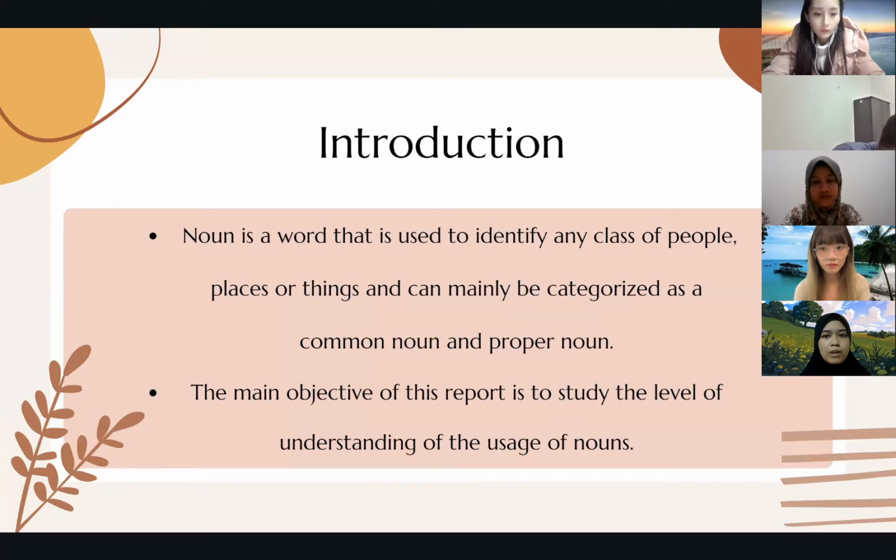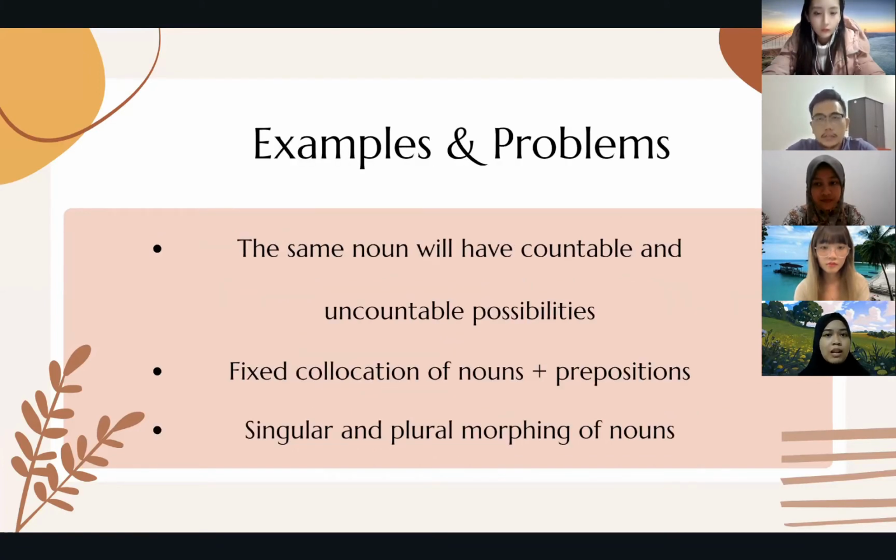Firstly, we will talk about our introduction regarding nouns. Generally, we know a noun is a word that is used to identify any class of people, places, or things, and can be mainly categorized as a common noun and proper noun. Although English is the language commonly used in academic settings here in Malaysia, there are still some students who are having problems with English, especially the easiest part of speech and grammar, which is nouns. The main objective of this report is to study the level of understanding of the usage of nouns among Form 1 students.